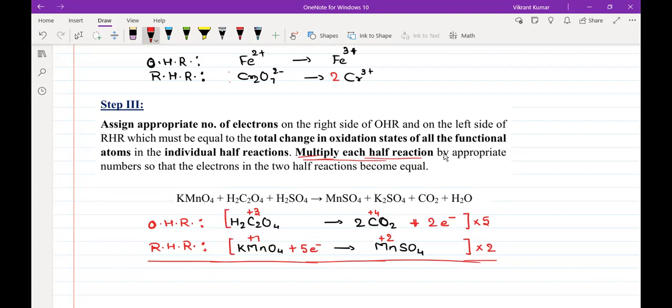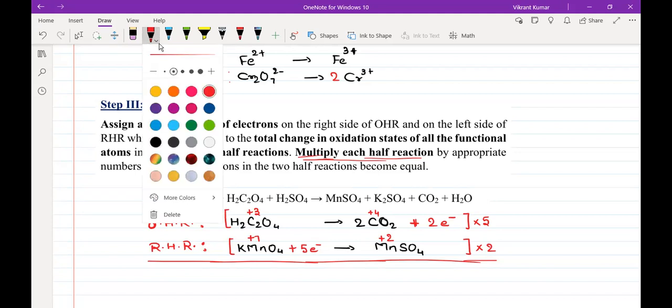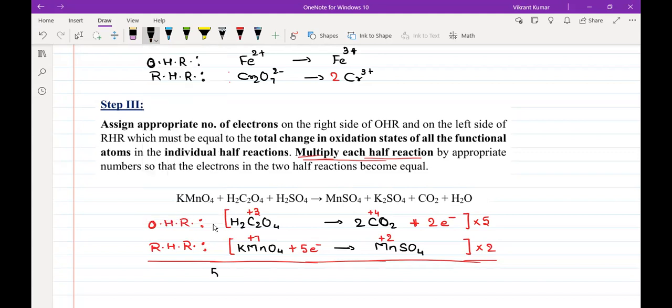So if I add it, now what do we do next? We have to add. When I add, the redox reaction that comes is: we'll be writing 5 H2C2O4 plus 2 KMnO4. Anything else on the left side? No, sir. The electrons will cancel out. That's why we'll be writing here, after this, 10 CO2, and again the electrons will get cancelled. So we are getting 2 MnSO4.